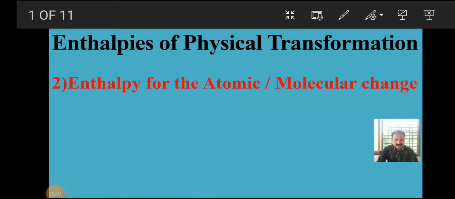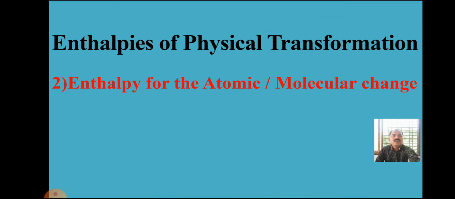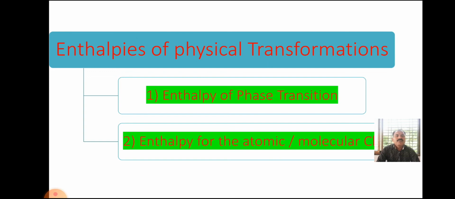Hello friends, in the last session we studied enthalpies of physical transformation. Under this we saw the first type, enthalpy of phase transition. We know that the enthalpy of physical transformations has two different types. The first is enthalpy of phase transition. The second is enthalpy of atomic or molecular change.